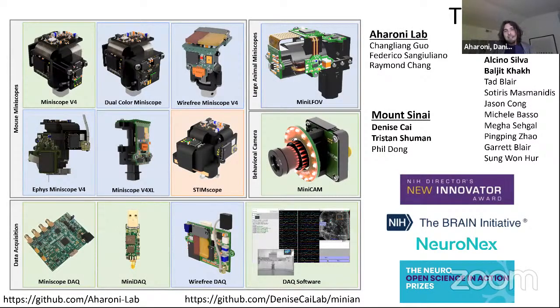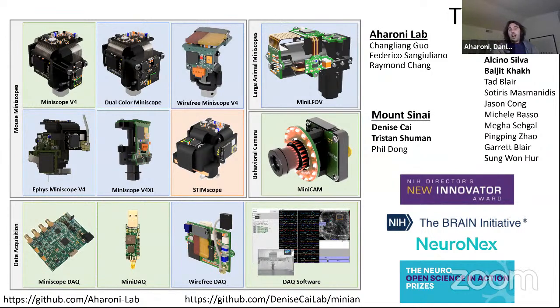I'll just thank my group. Changlang Guo developed all the large field of view miniature microscopes. I helped with a lot of the rat imaging. Federico does a bunch of stuff across all these platforms. Maybe I didn't have the slide for the two-color scope, but he's developing the two-color scope. Raymond worked on a bunch of the wire-free stuff. And I mentioned Denise Kai and Tristan Schumann really developed the miniature microscopes with me when we were all postdocs at UCLA, and they're continuing at Mount Sinai doing their own development, like they have a two-color scope and developing the analysis pipeline and doing cool experiments.